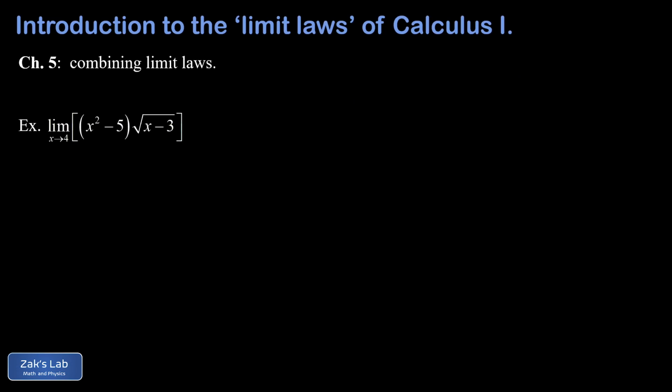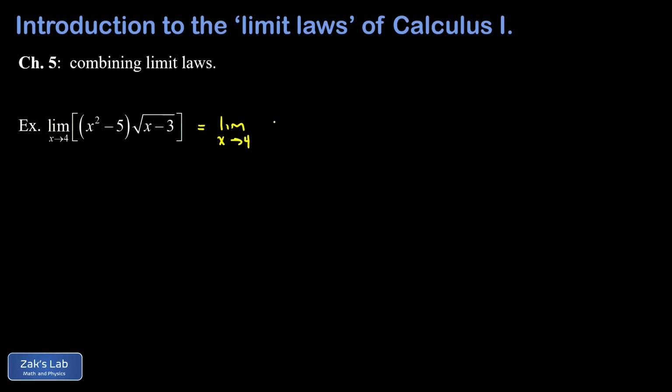In our final example, we have a product of two pieces, and one of them is a square root, so we have a chance to use our root law. So we begin this one by breaking it up into factors. The limit of a product is the product of the limits. Again, there are never any surprises with these.